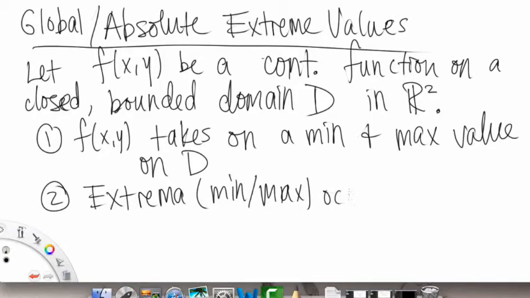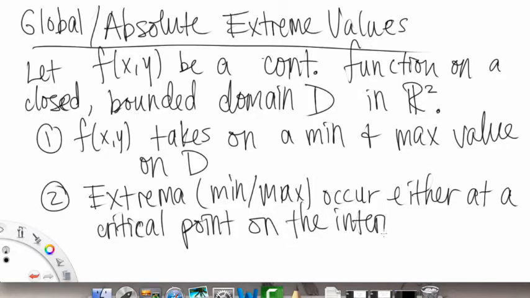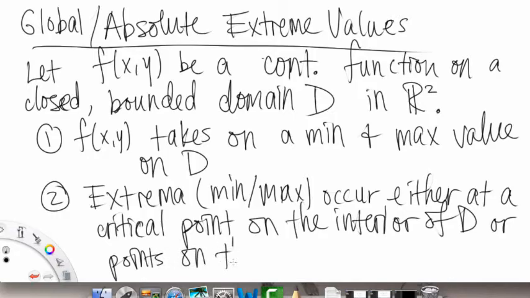They occur either at a critical point, again being where the first derivatives are both equal to 0 or do not exist, at a critical point on the interior of D, or at points on the boundary of D. So on the endpoints. They call it boundary because it's not just two endpoints anymore, but the boundary of D. It could just be like a border, like a fence.